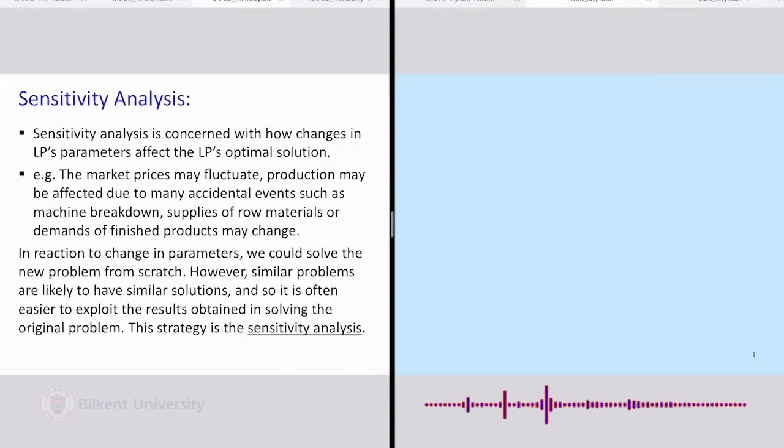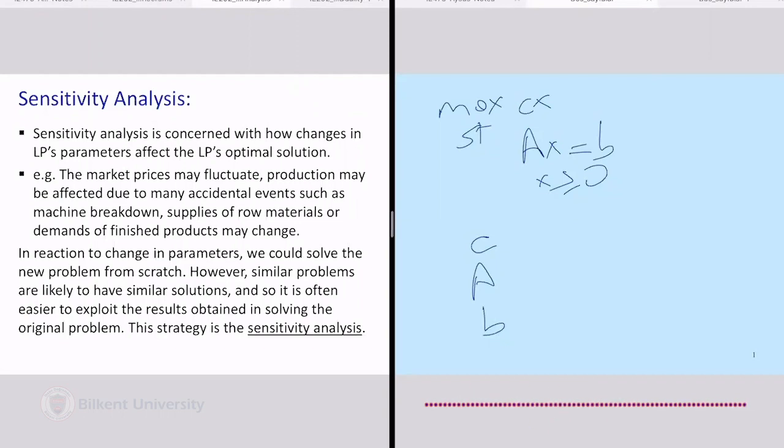So, sensitivity analysis, let's read it together, is concerned with how changes in an LP's parameters affect the LP's optimal solution. What are my parameters? Let's look at this problem again, subject to AX equals B, X non-negative. Let's look at the equality case. My parameters are C, A, and B. My parameters are my objective function coefficients, my consumption parameters, A's. This is actually a matrix of Aij's: the ith constraint requirement for the variable j. And I have my resources vector, b.